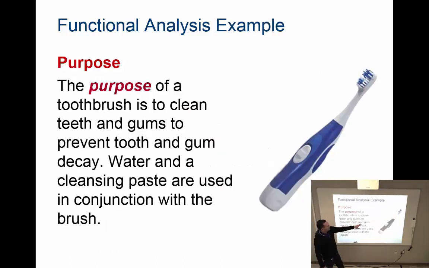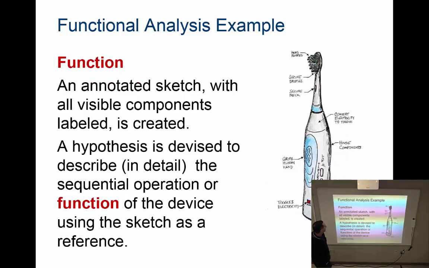So if we're using an electric toothbrush as our example for this PowerPoint, we're going to determine the purpose for this, and it is to clean teeth and gums to prevent tooth and gum decay. Water and cleansing paste or toothpaste are used in conjunction with the toothbrush. So a lot of the objects selected, in order to function or to complete its purpose, need other inputs or other things that go along with it.